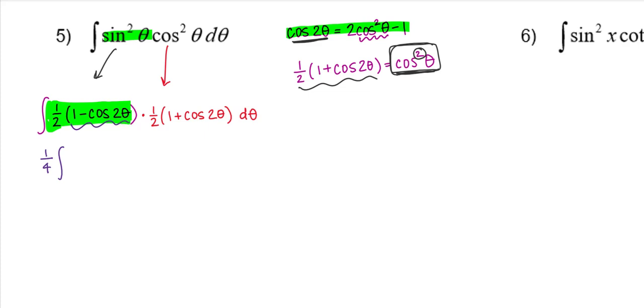And then when I multiply 1 minus cosine of 2 theta as a quantity times the quantity 1 plus cosine 2 theta, they are conjugates. So they multiply to be the difference of squares. So I get 1 minus cosine squared of 2 theta. Well, I know what that is. 1 minus cosine squared is sine squared.